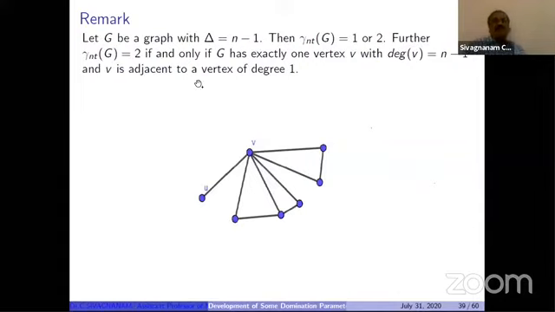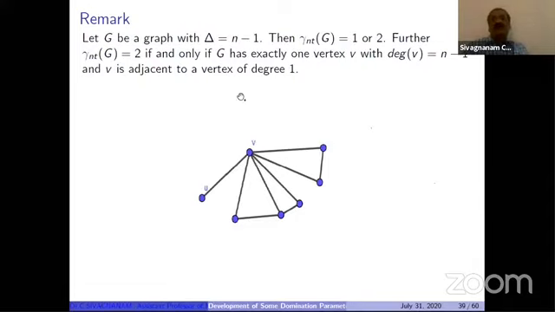Now I have a graph. Let G be a graph with delta equal to n minus 1, then gamma nt of G equal to 1 or 2. Delta equal to n minus 1 means one vertex is adjacent to the remaining vertices. So in the following graph we see a vertex which is adjacent to all other vertices. So what is delta here? Delta equal to n minus 1. So delta equal to n minus 1 means gamma nt of G is either 1 or 2. When we have 2, this is the idea: even with delta equal to n minus 1, one vertex is sufficient to dominate all the vertices, but we have gamma nt of G equal to 2.